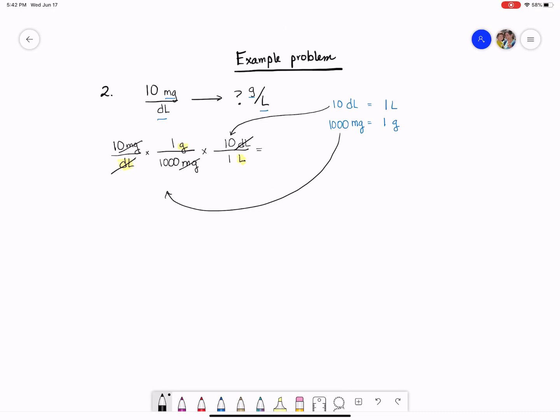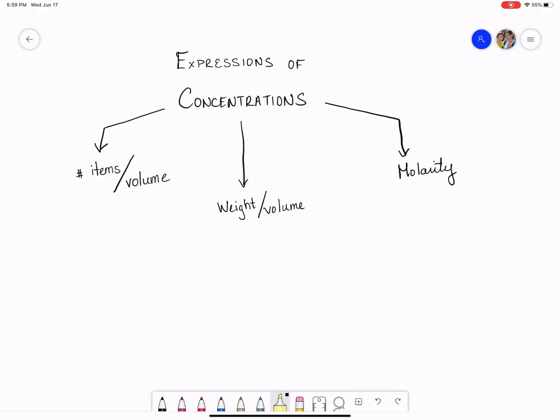I have grams per liter. I'll multiply across the top. I have 10 times 1 times 10. That's 100 grams divided by 1,000 liters. And of course, that's just 100 over 1,000. That's 1 over 10, or 0.1 grams per liter. You can use this technique to solve the problem where it asks you to convert hemoglobin into grams per liter.